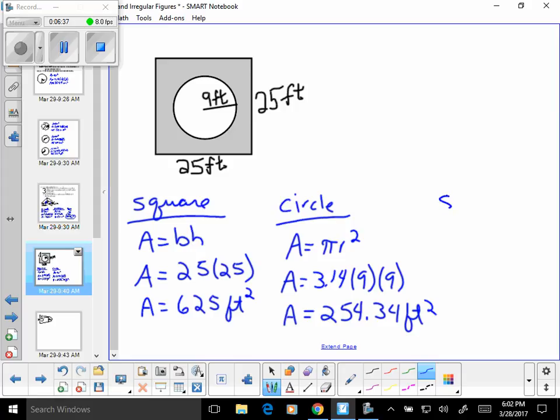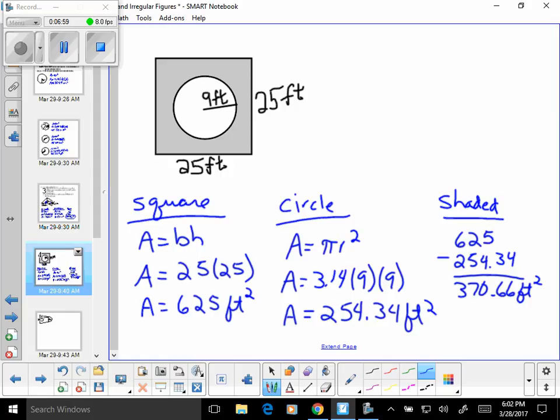Now, I want to find the shaded portion. I'm going to have to subtract, because literally what I'm going to do is pull that circle out of the square. So I'm going to take 625 minus 254.34, and I will get 370.66 feet squared.